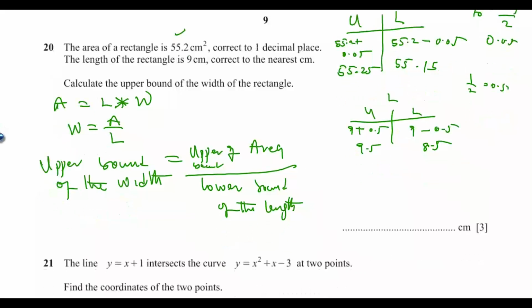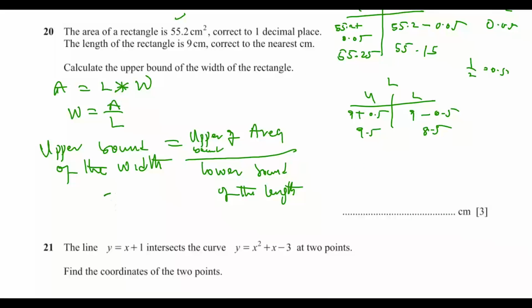Now we can get the upper bound of the width by substituting the values here. So let's scroll down a little bit. This will be equal to the upper bound of the area, that is 55.25, divided by the lower bound of the length, so that will be 8.5. If you do this, you'll get 6.5 centimeters. So the upper bound of the width is 6.5 centimeters.